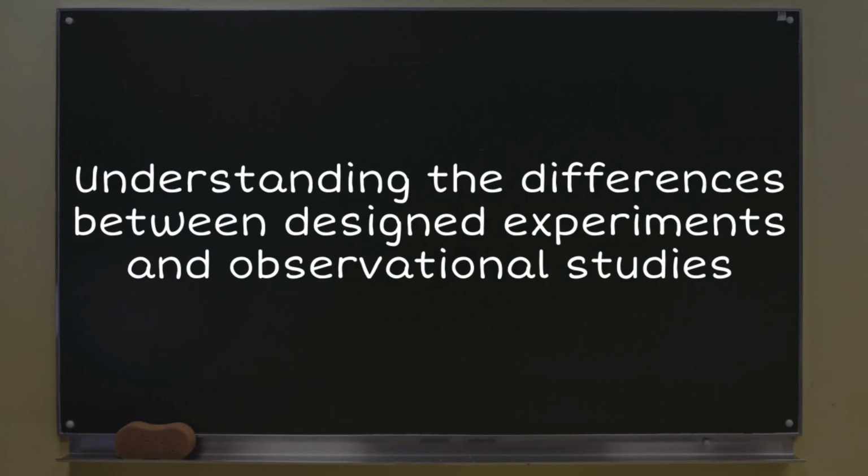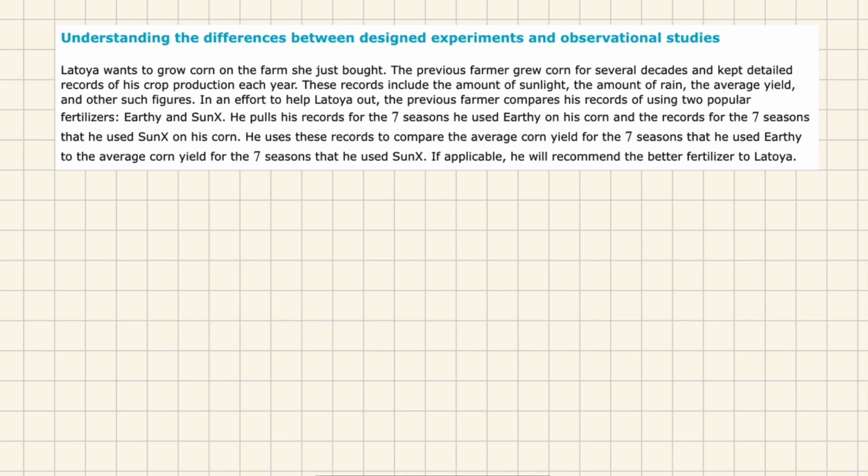In this video, I'll be helping you with the ALEKS problem type called Understanding the Differences Between Designed Experiments and Observational Studies. And in this example, we're told that LaToya wants to grow corn on the farm she just bought. The previous farmer grew corn for several decades and kept detailed records of the crop production each year. These records include the amount of sunlight, the amount of rain, the average yield, and other such figures.